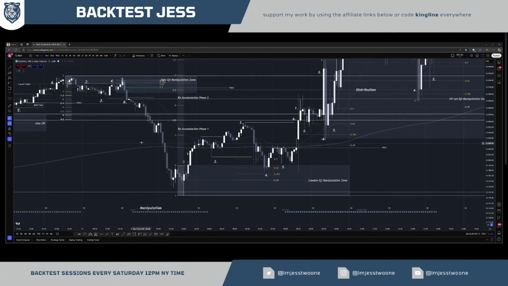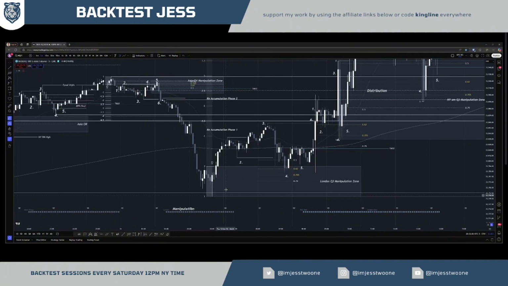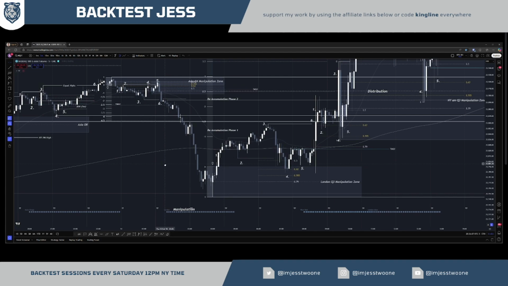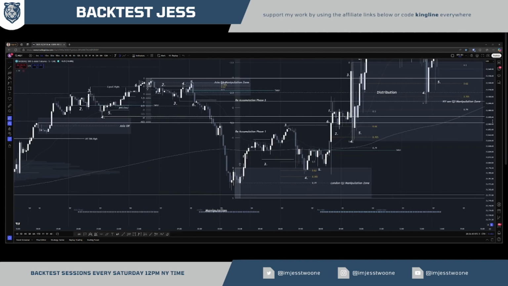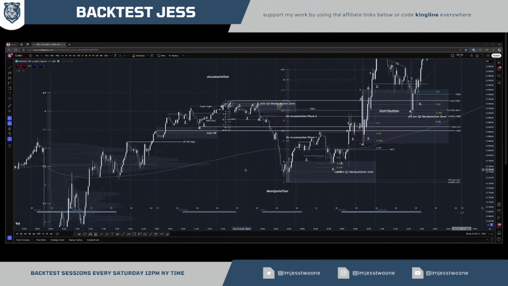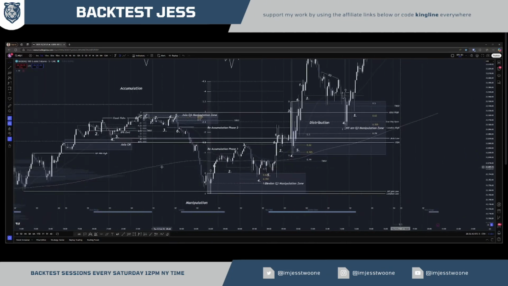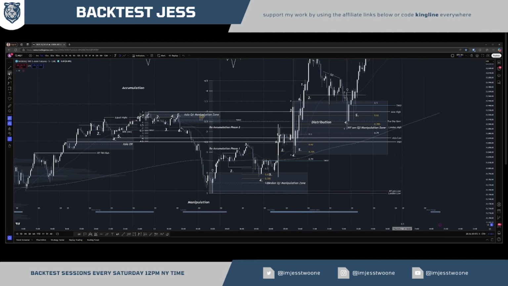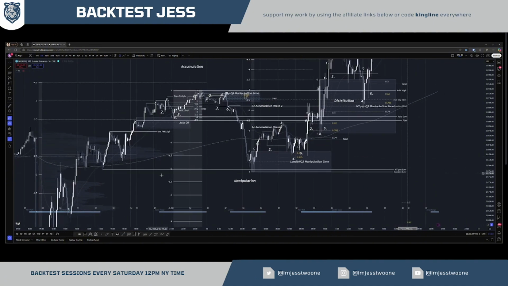So then we've come down to London, quarter 2. So this is our manipulation swing for London. Nice quarter 3 manipulation. We're back around our point of interest. We've got our point of control here. I did a 1 hour swing deviation from here, so we had our SD2 lining up.